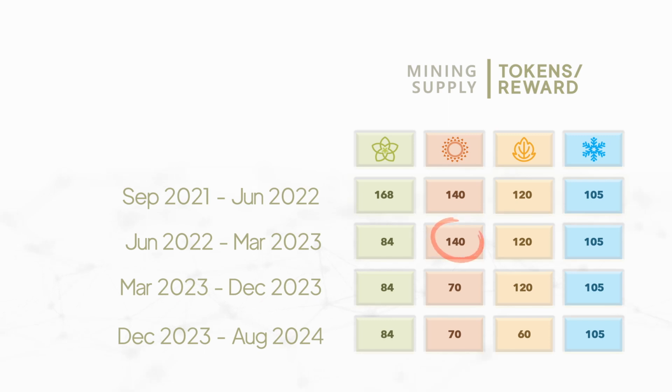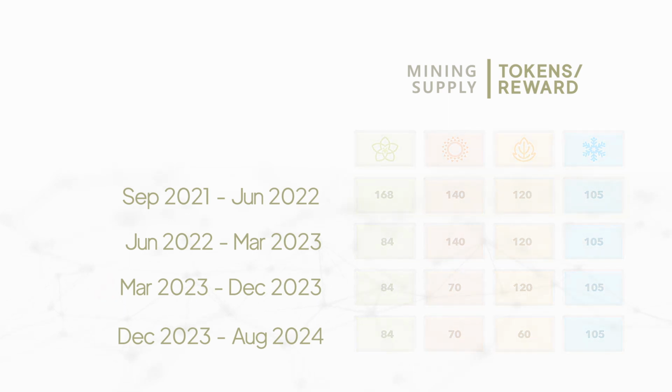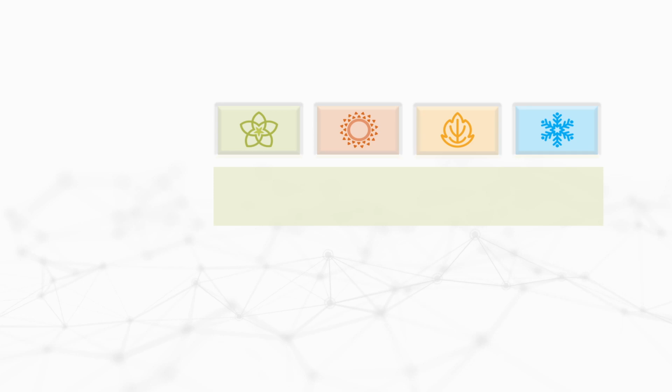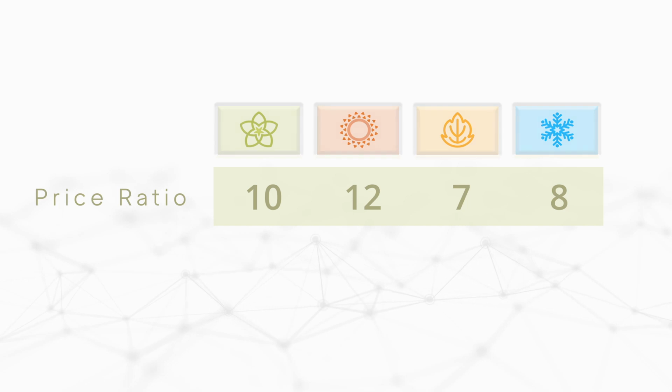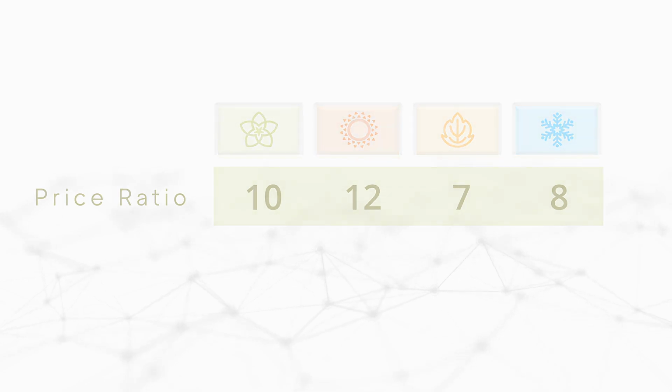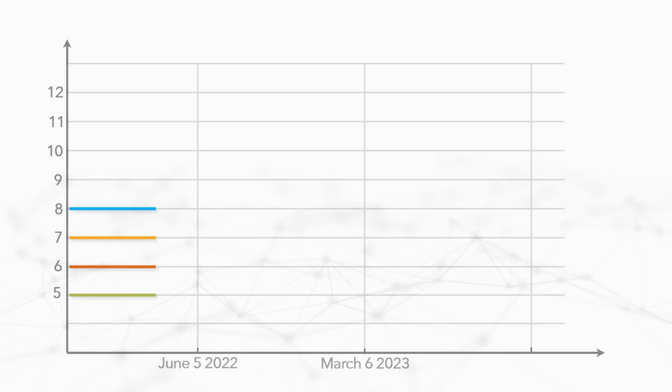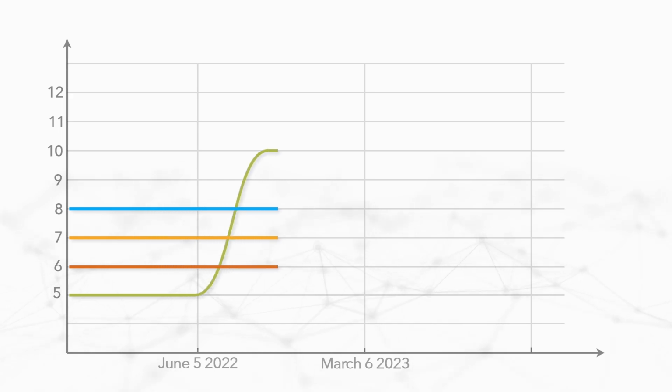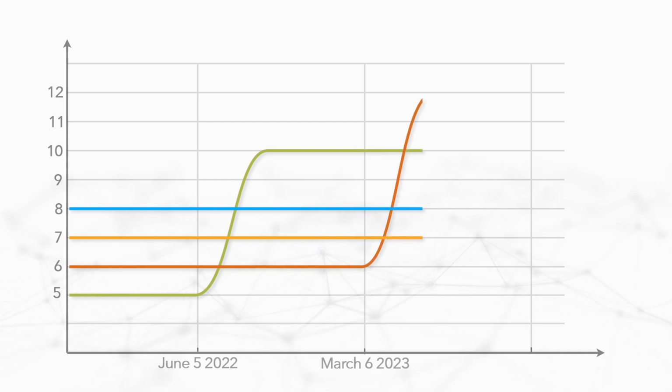Summer will be produced at the fastest rate, and will tend to be the cheapest token, until the 6th of March, 2023, when the summer halving will take place. The ratio of the prices will then start trending toward 10, 12, 7, and 8. As summer becomes more scarce and expensive in comparison to the other tokens, the season of abundant summer will end, and autumn tokens will become the cheapest and the most abundant.